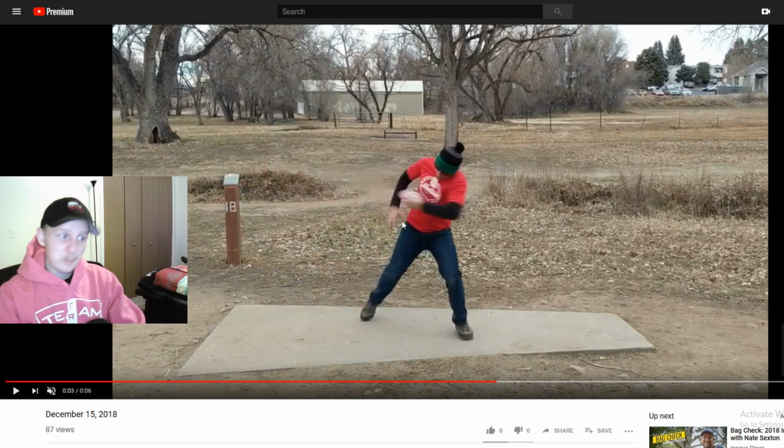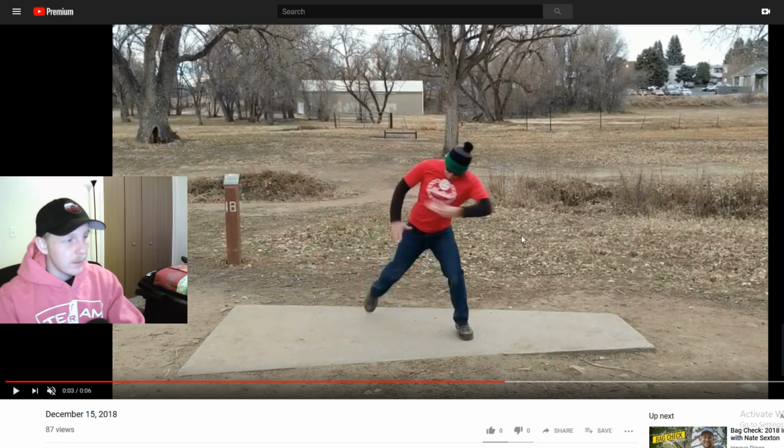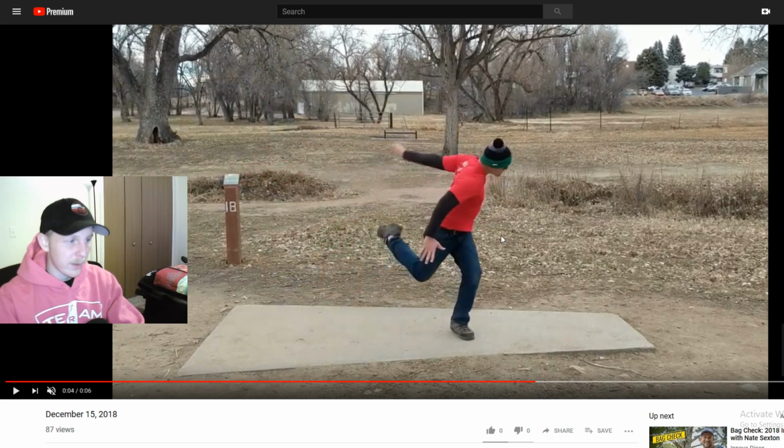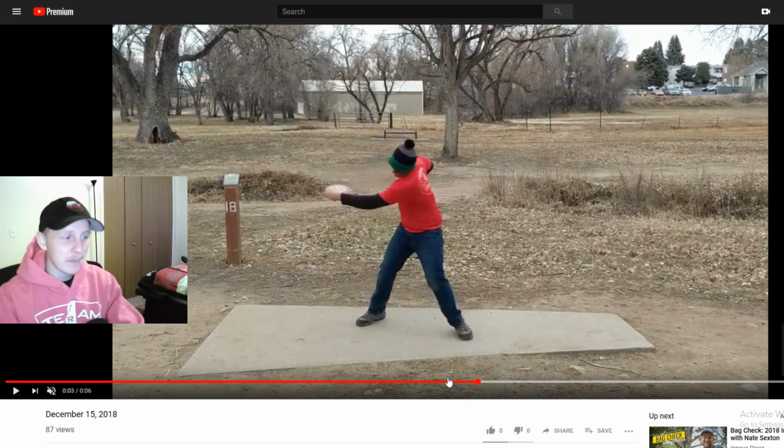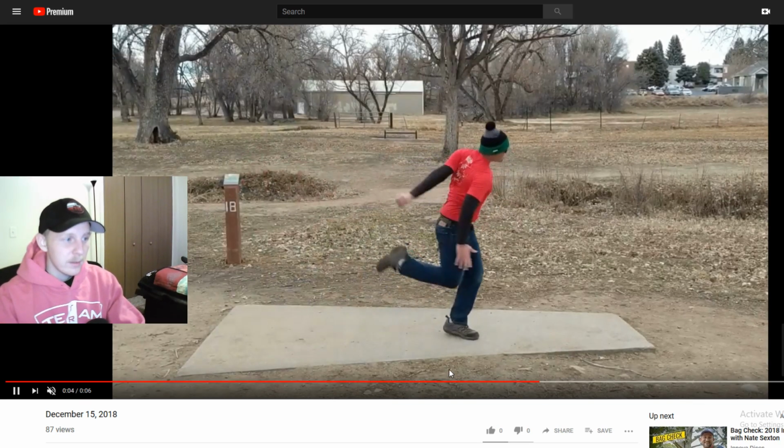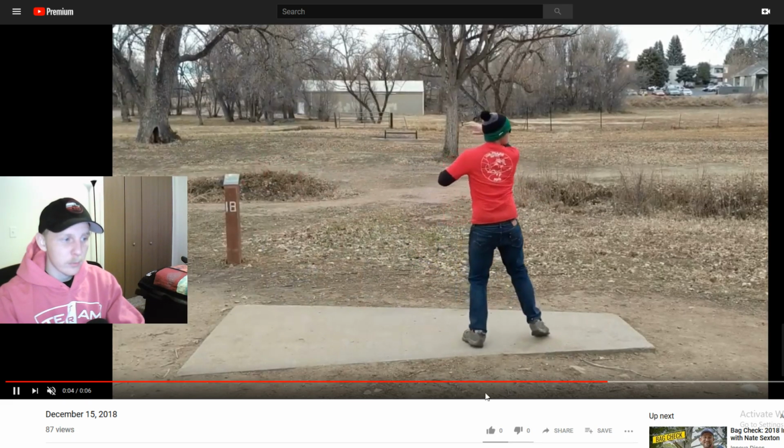His left arm could be tight to his side. That would probably make this a little bit closer to 90 degrees, but I would definitely try and get the left arm a little bit tighter to the side. And then the issue I see here is his brace. He's spinning on his toe, and he's not really stopping his forward momentum, right? He's kind of just walking through the shot as he throws it.